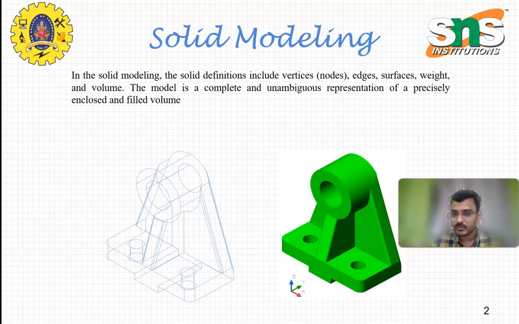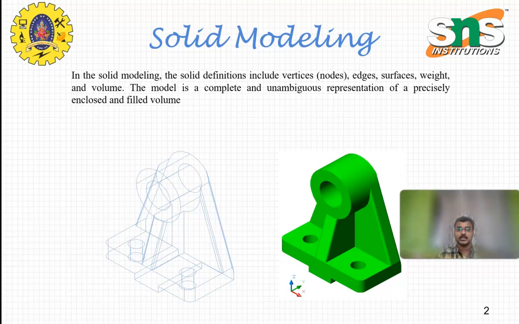Next one, solid modeling. Solid modeling is one of the major and important concepts we use in mechanical engineering software, where it is used to define the vertices like nodes, edges, surfaces, weight, and volume. The model is a complete and unambiguous representation of a precisely enclosed and filled volume. This is very important in solid modeling, where this model will be made in the design software, and some of the models are already available to assemble as an assembled product in the software.